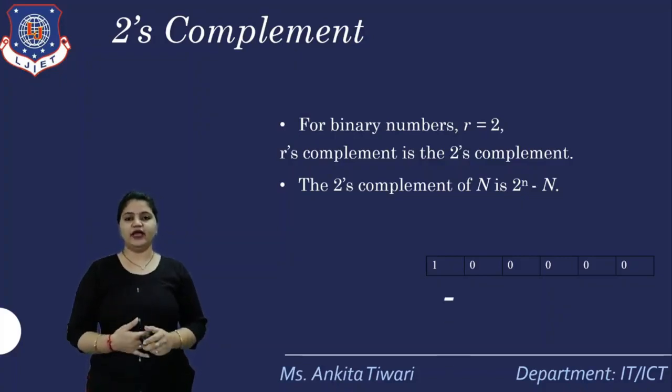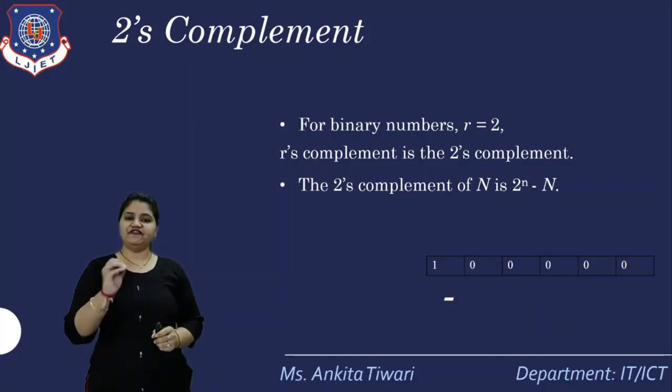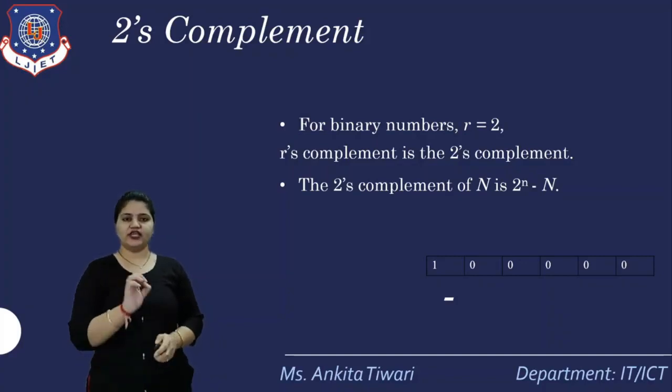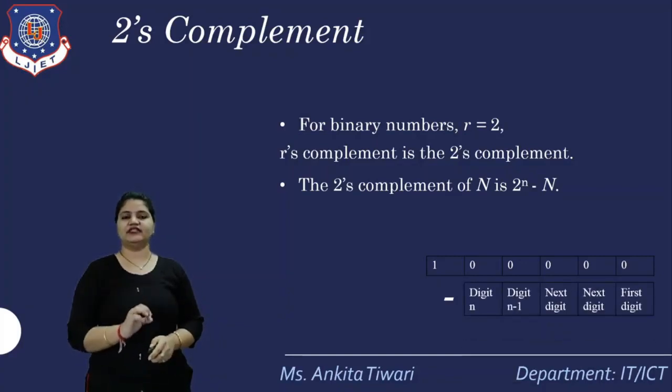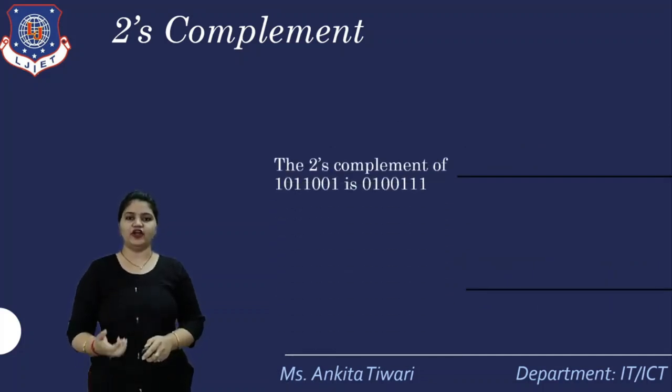If I'm having a number of 5 digits, that means 10011. So 10011 comprises 5 digits. So 2 raised to n, 2 raised to 5, that is 1 followed by 5 zeros, minus your number itself, that is 10011. You'll get the answer, your 2's complement of the number.